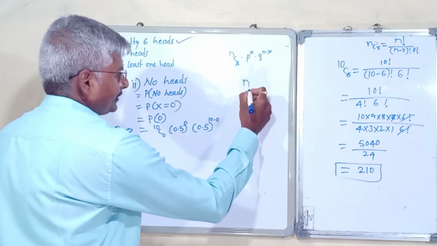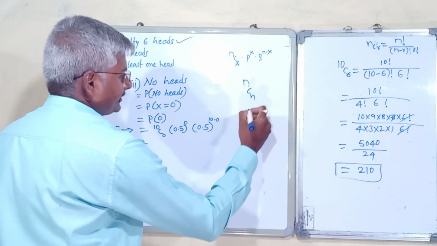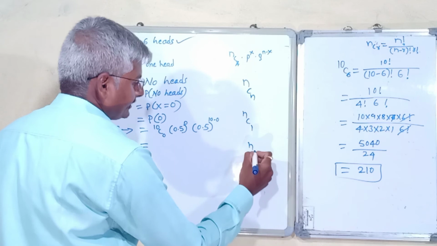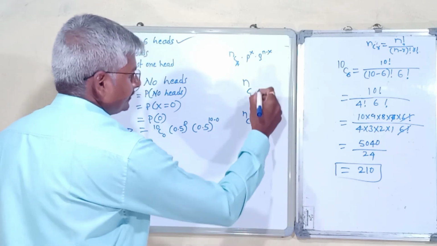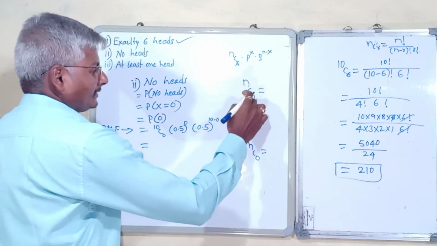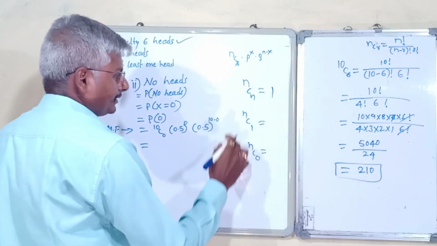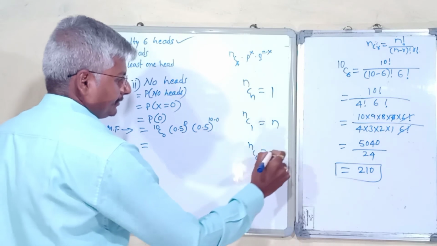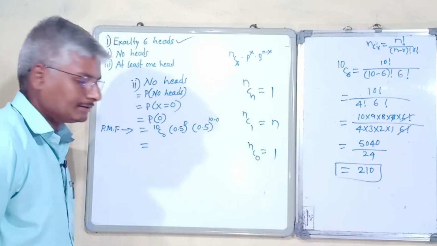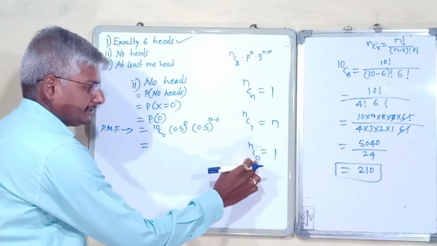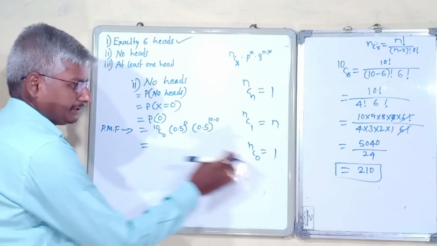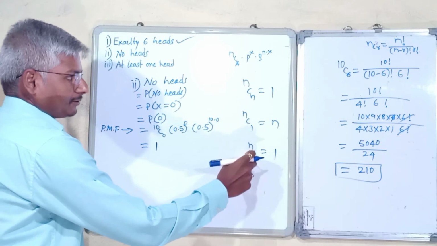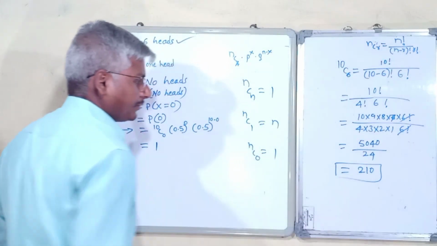I have given you a shortcut: nCn, nC1 and nC0. nCn is always 1, nC1 is always n, and nC0 is always 1. So here 10C0 will always be 1. You can even cross-check with this formula.